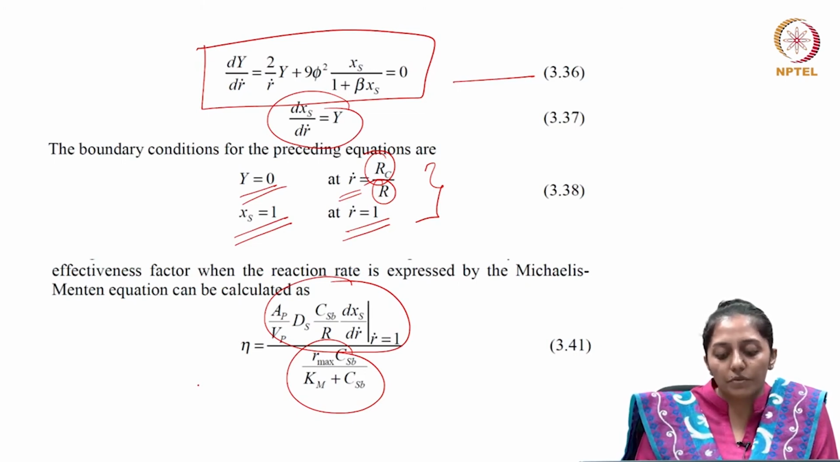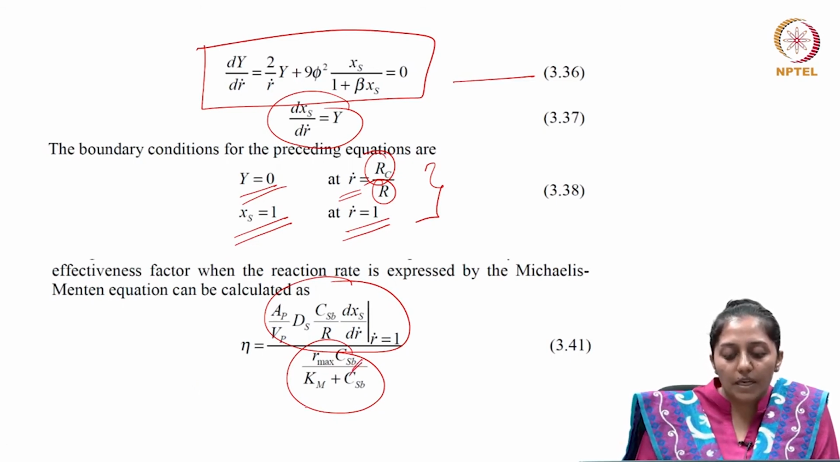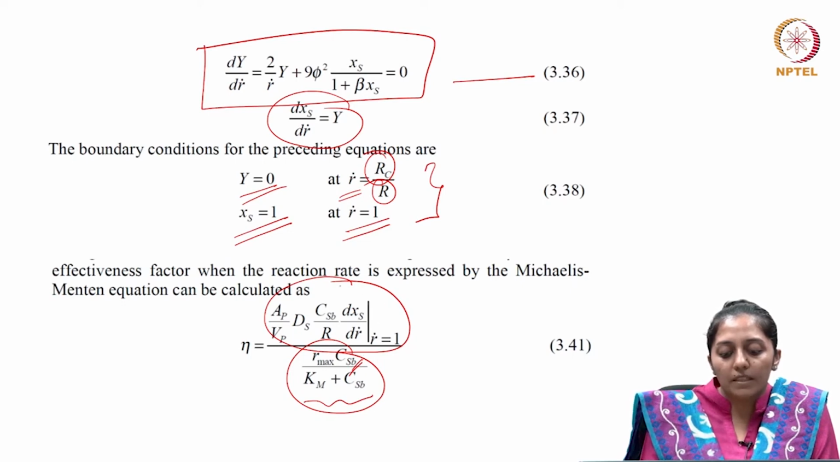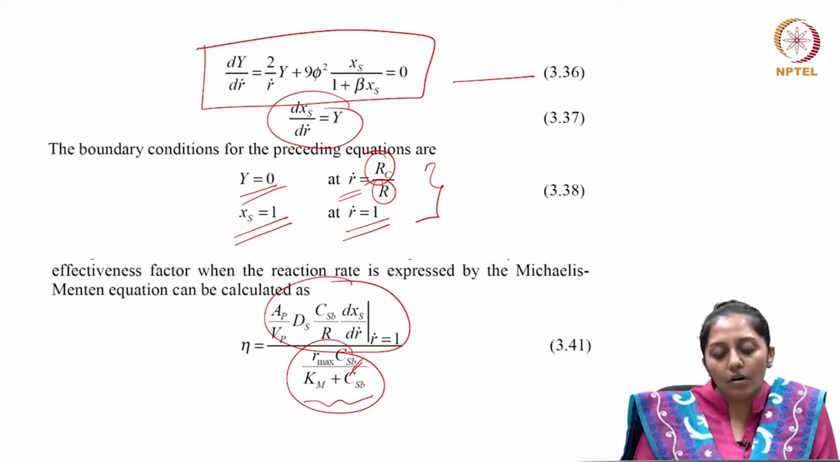So, if there are no diffusional limitations, the substrate which is available for reaction is your bulk substrate concentration. So, it has been substituted in the Michaelis-Menten equation for maximum reaction rate without diffusional limitations, and the numerator is using Fick's law for the reaction rate.